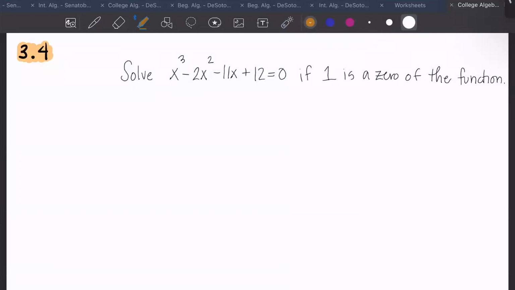So this is section 3.4. It's really a continuation of section 3.3. So if you haven't watched that one, definitely watch that one before this one. We solved one just like this before in section 3.3.